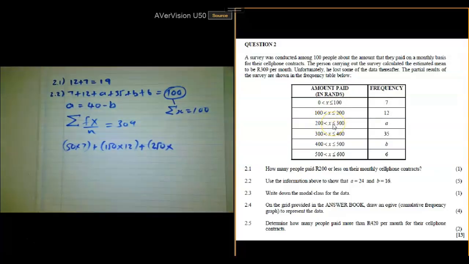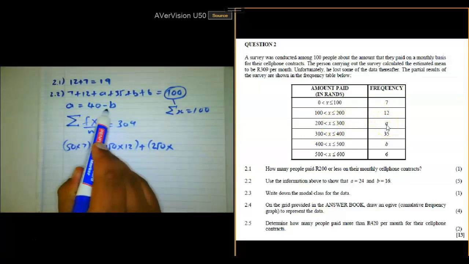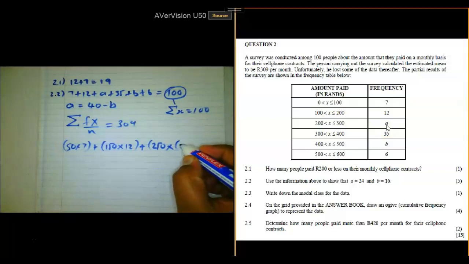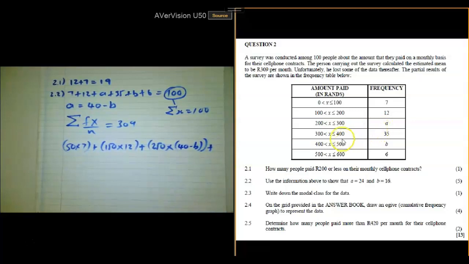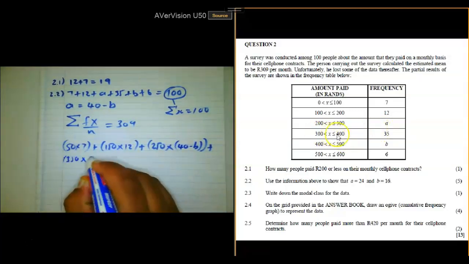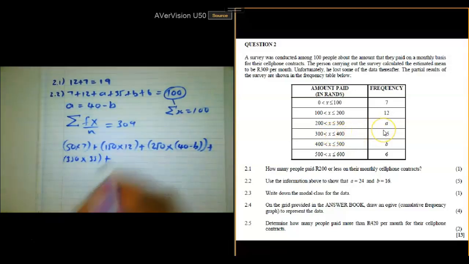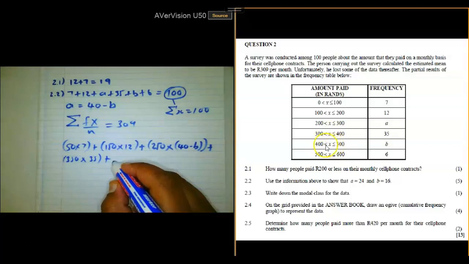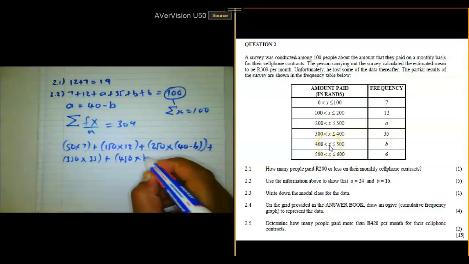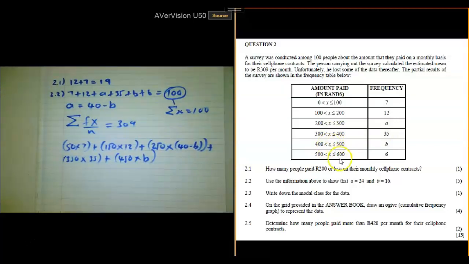Now keep in mind, this is A. But we know what the value for A is. The value for A is 40 minus B. So this is substituted with 40 minus B in brackets, plus the next one, which is 350 times 35. Then we add the next one, 450 times B. And the last one is 550 times 6. Now I have all my values.